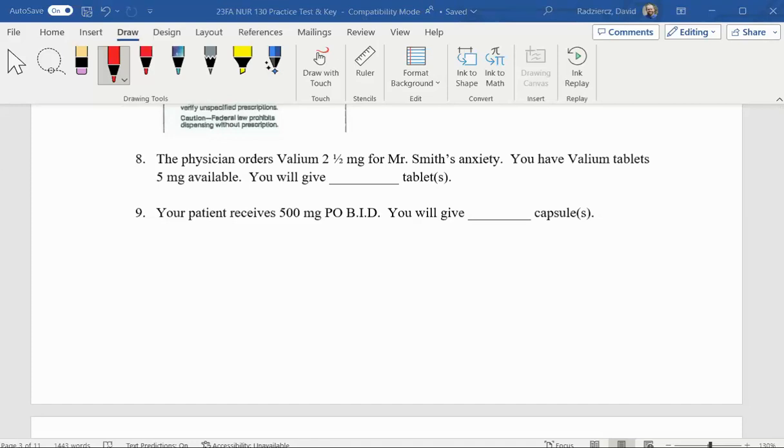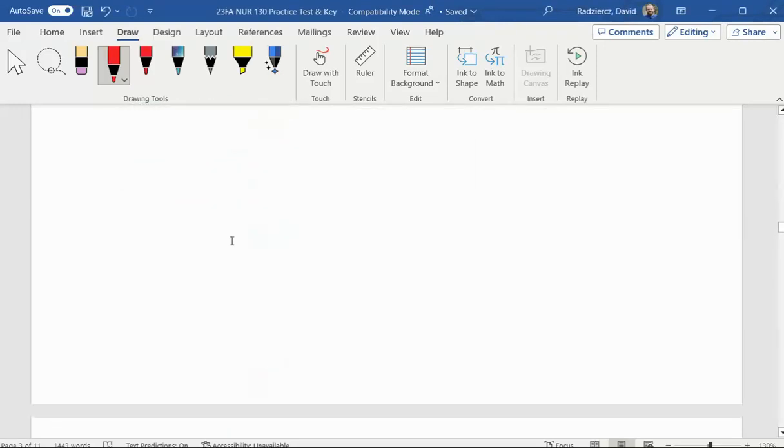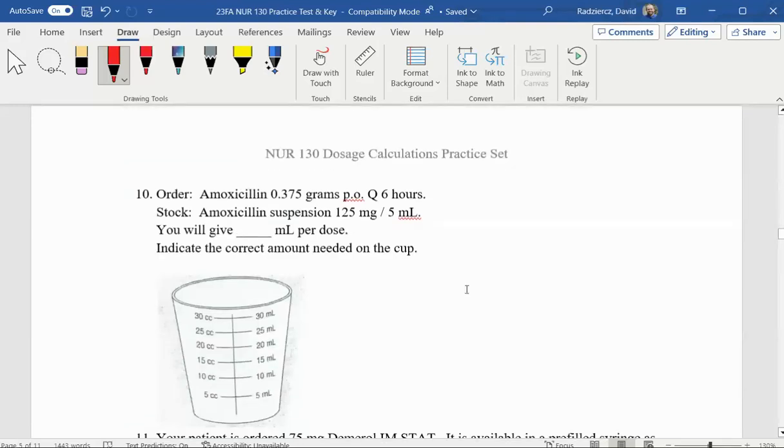The amoxicillin one with the cup. It's number 10, the amoxicillin one with the cup. You have amoxicillin at 0.375 grams by mouth every 6 hours. All right, that's the order. You have amoxicillin suspension, 125 milligrams for every 5 milliliters. It wants to know how many milliliters per dose. So we're going to have to convert grams to milligrams, correct, and then go from there. That is correct.